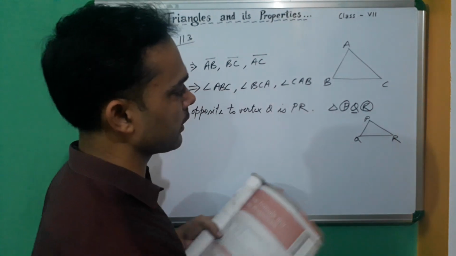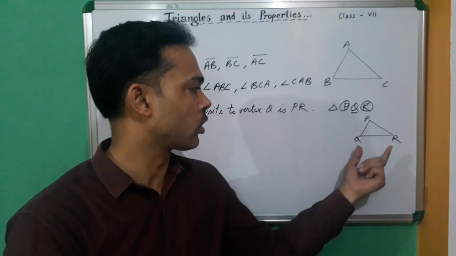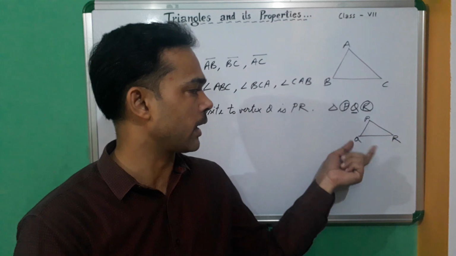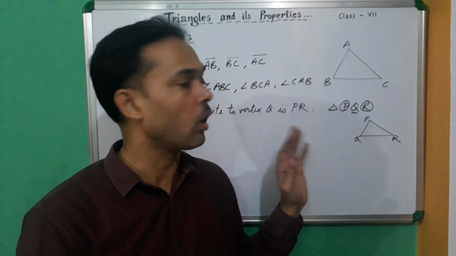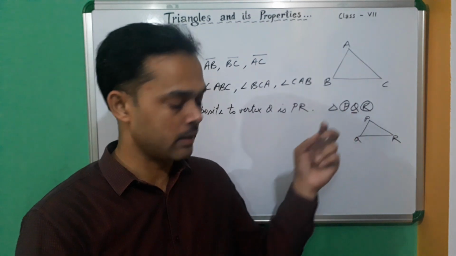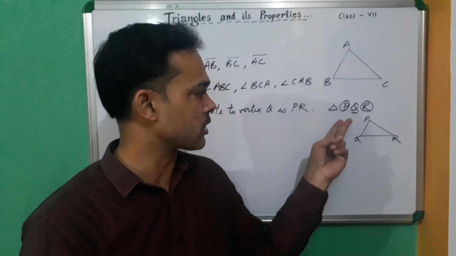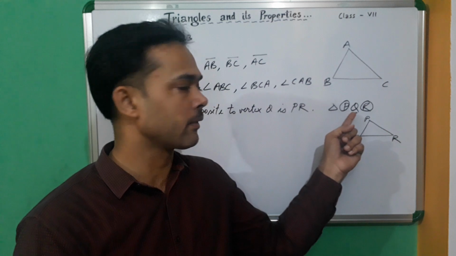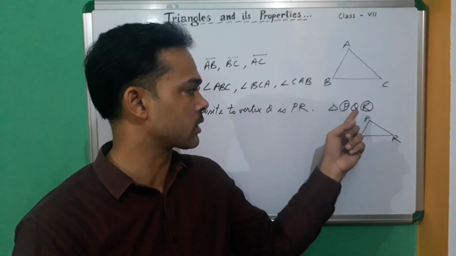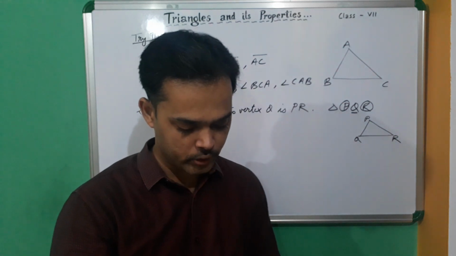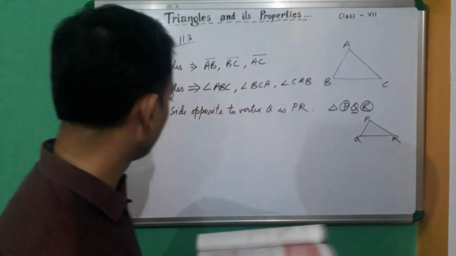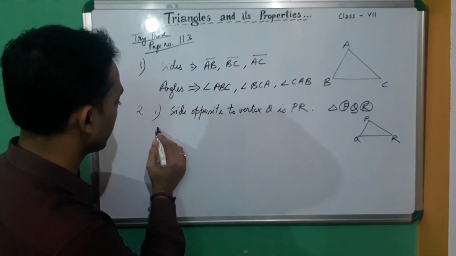So it can be done in both ways. Either you draw the figure and see which side is coming opposite to that vertex, or, as it is mentioned in your book, triangle PQR, you leave the one which is asked, that is Q, and the remaining, that is PR, will be the side opposite to the vertex. Now let's see the second part.